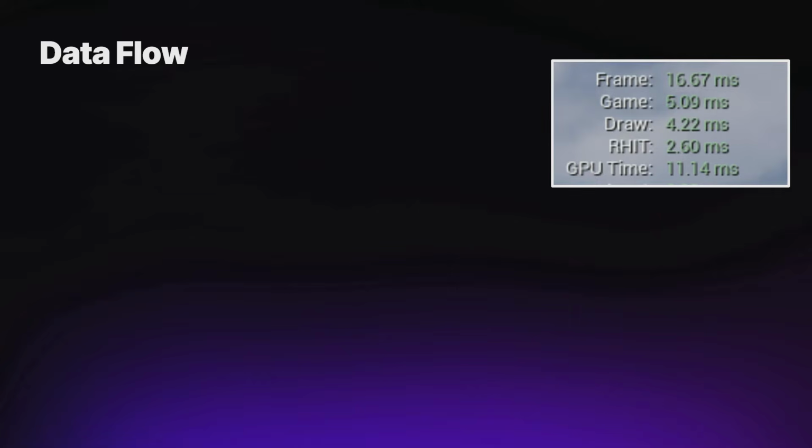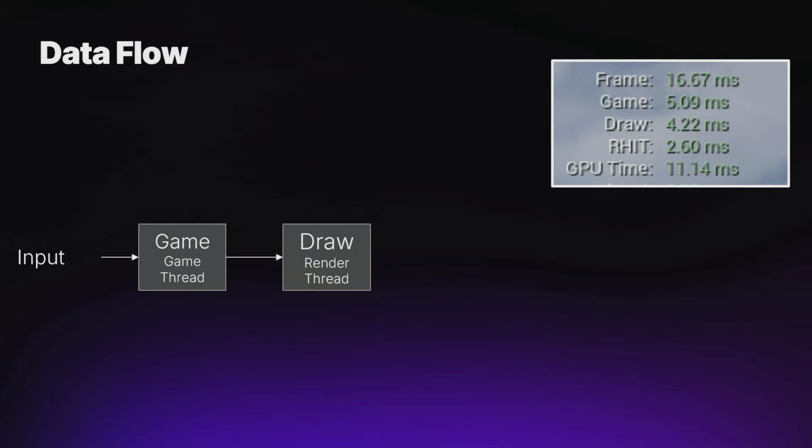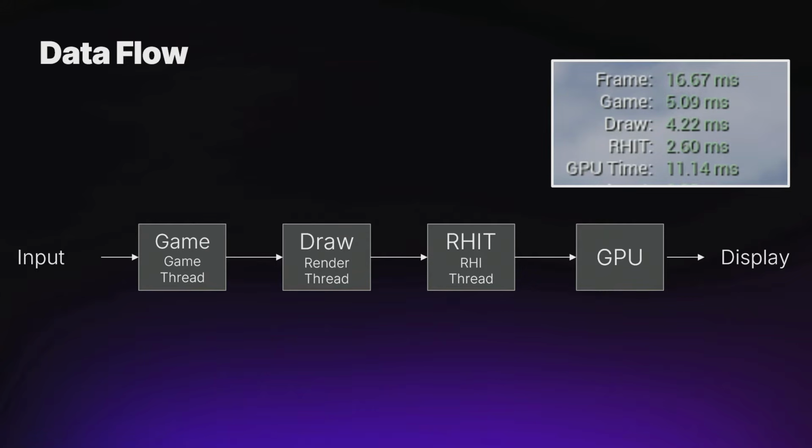The items shown by stat unit flow through the data flow leading up to rendering. For example, imagine the player is using the controller to move a character. On the game thread, the input event is detected and the character's position is updated. Then, on the render thread, draw commands are generated for rendering. Those commands are passed to the RHI thread, where they are translated and finally sent to the GPU. In this way, the character is rendered on screen through a flow from CPU to GPU.